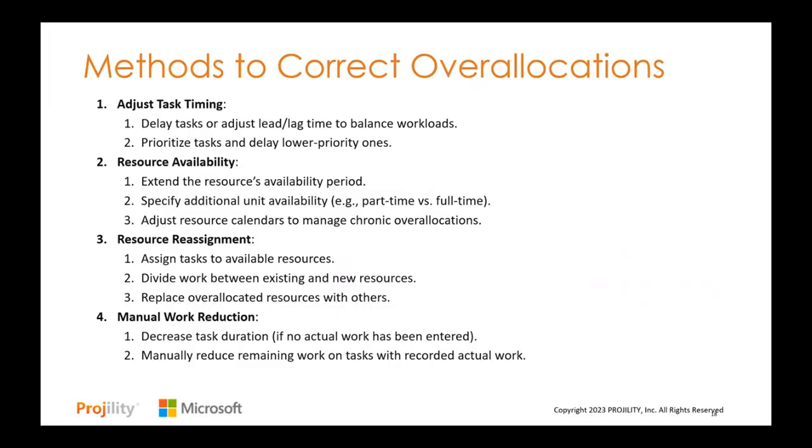Our fourth option here is a manual work reduction. In this situation, we can either decrease the task's duration if there hasn't been any actual work charged. We're still just planning the task at this point. Or we can manually reduce the remaining work if you do have actual work on it. This method requires the most manual intervention to your schedule because you're tweaking the duration, you're tweaking the work, the remaining work, and you're really trying to get it to reflect more of what might be happening.